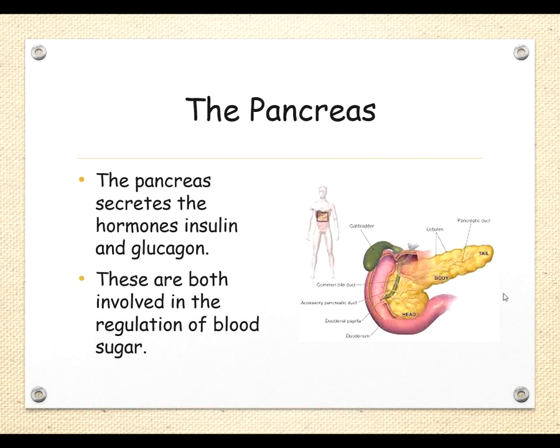Right, now the pancreas is an interesting one because the pancreas acts in both the endocrine and exocrine system. In the exocrine system, it releases enzymes directly into the small intestines for digestion, and remember, those are carbohydrases, lipases and proteases. But in the endocrine system, it releases the two hormones, insulin and glucagon. They are both involved in the regulation of blood sugar, and we will come back to this in a lot more detail soon.